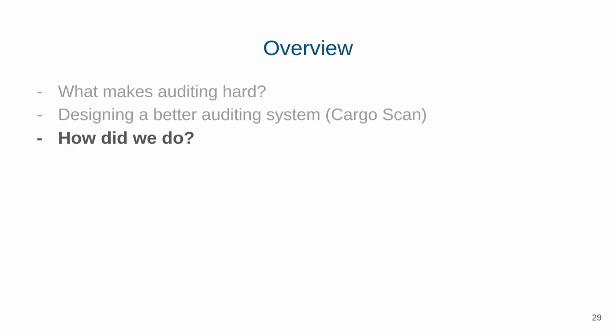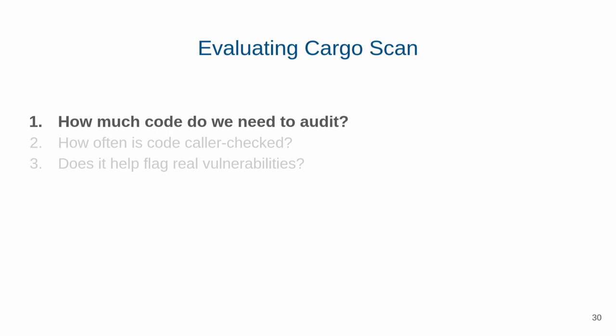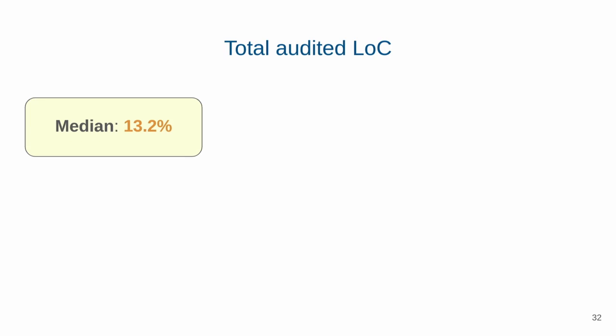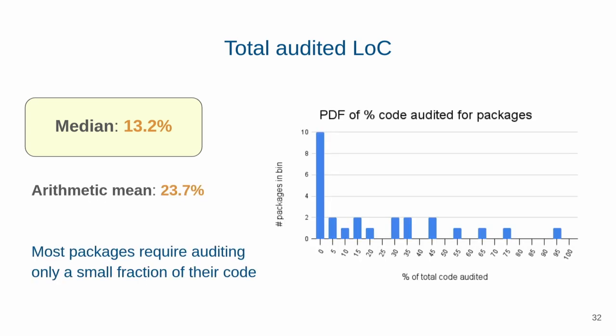To evaluate CargoScan, first we want to answer how much code we need to audit. Again, we use Hyper as one of our case studies, and we perform a full audit on it and its 29 transitive dependencies. And we find that with CargoScan, we can reduce the total amount of lines of code that we actually have to audit to a median of 13.2%, and with an average of 23.7% per package. So that means that most packages require very little auditing.